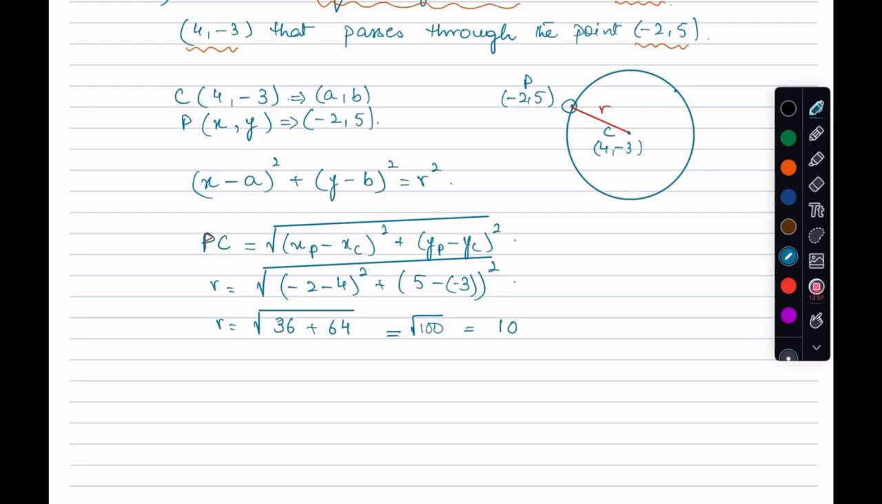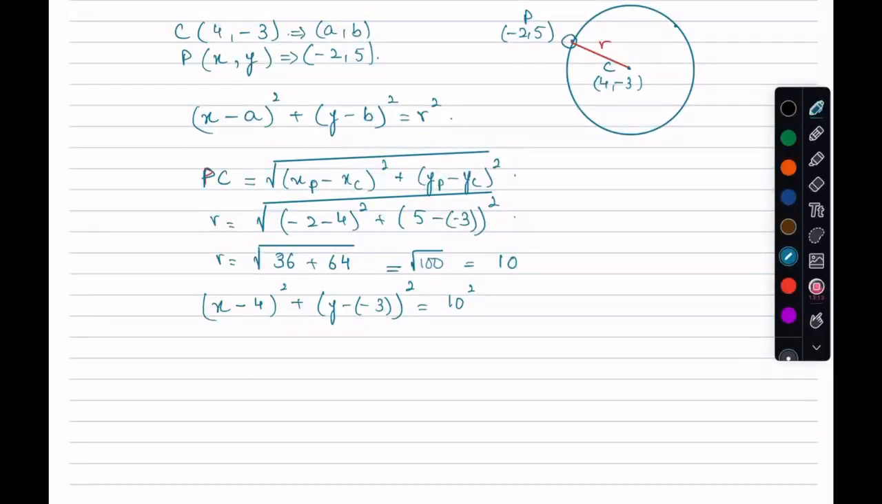Therefore, just substituting the center coordinates, which are (x minus 4) the whole square plus (y minus minus 3) the whole square equals the radius the whole square, that will give me the equation of the given circle. So (x minus 4) the whole square plus (y plus 3) the whole square equals 100 is the required equation of the given circle here.